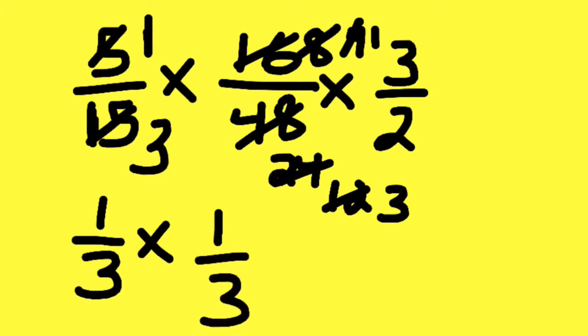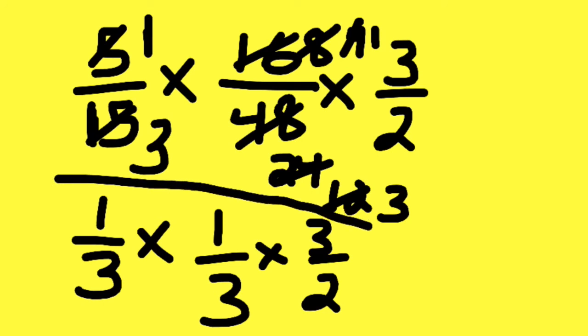And you can't really reduce 3/2 with itself yet. So you just keep 3/2 right here. Now you have 1/3 times 1/3 times 3/2. Now this version makes the fraction a lot easier to deal with than 5/15 times 16/48 times 3/2. But we can reduce this even further through cancellation.